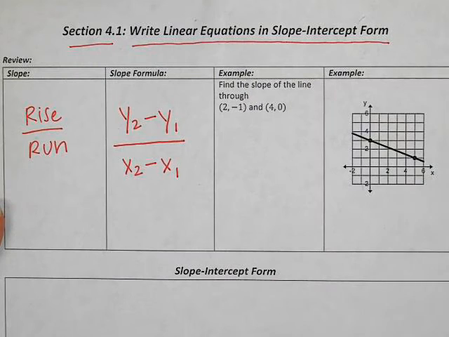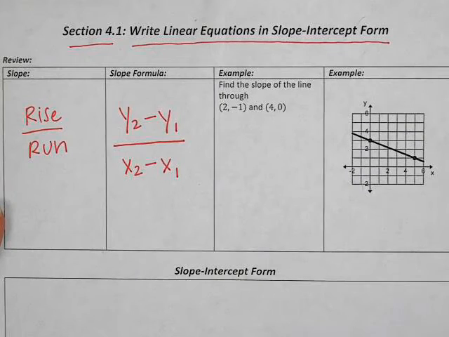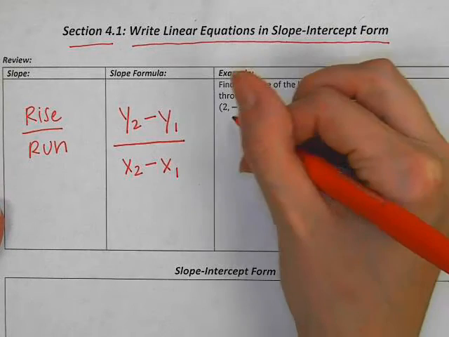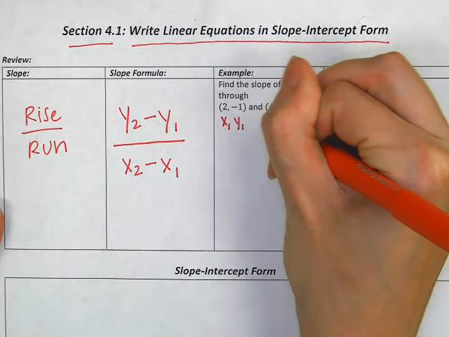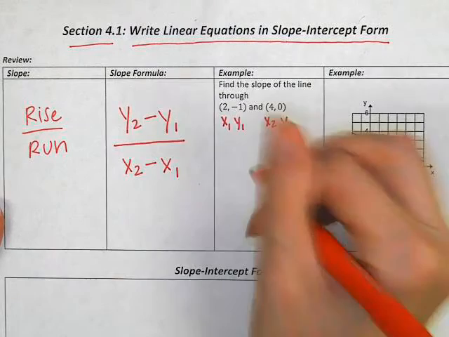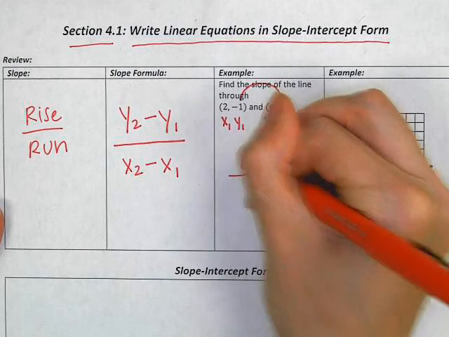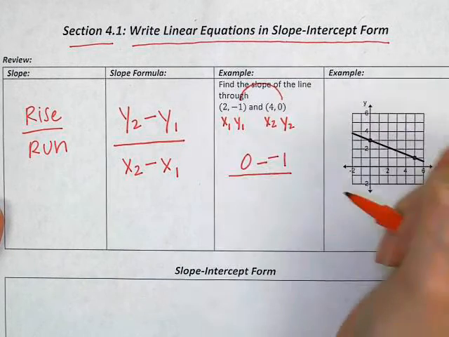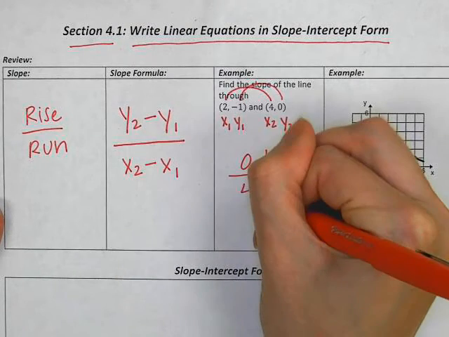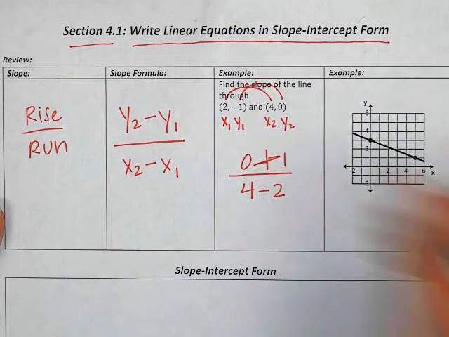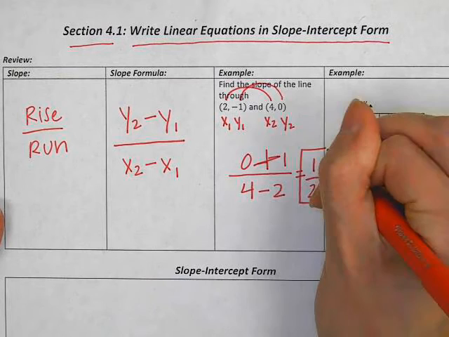If you'd ever like to take a pause in the video and try these on your own, go for it, but I'm just going to work through them. Find the slope of the line through these 2 points. This is x1, y1, this is x2, y2, and I'm going to apply the formula: y2 minus y1, 0 minus a negative 1, which becomes a plus, and then x2 minus x1, 4 minus 2. 0 plus 1 is 1, and 4 minus 2 is 2, so the slope is 1/2.